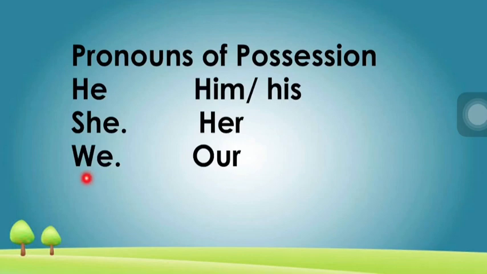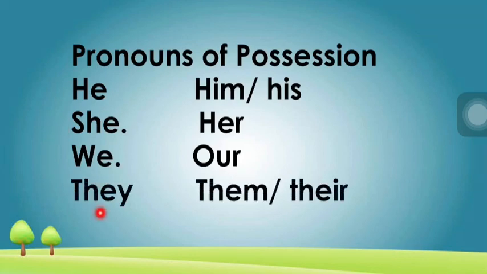We have parrots, or we can say these are our parrots. Again, our is a pronoun of possession, which is showing that we have so many parrots. They have a car, or you can say this is their car. Again, this pronoun of possession is showing that the car belongs to them.